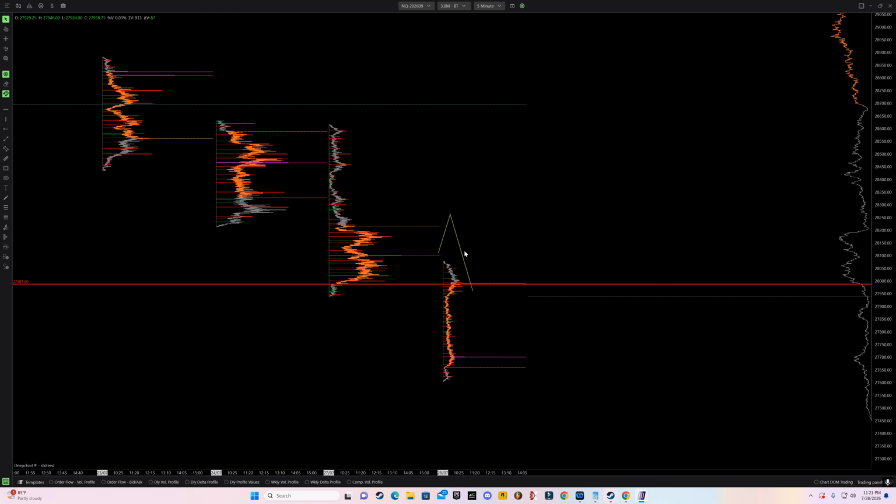So since we opened below the value of the previous day, we had a key level, and then we saw a reaction from that, and we were in a negative gamma regime, which means in a negative regime, we see trend-based market conditions, volatile markets, right?